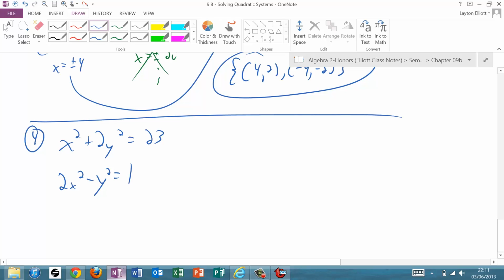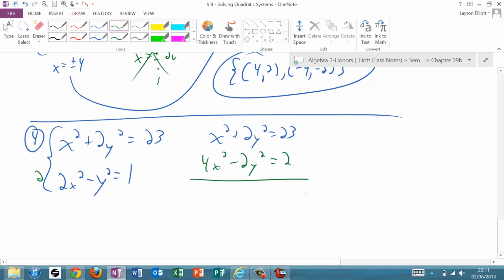Now, the way these are set up, I can actually use an elimination method on this. That's kind of neat. I can go x squared plus 2y squared is equal to 23. And the bottom one, I can multiply this by a 2, so I get 4x squared minus 2y squared is equal to 2. Add them up, and I have 5x squared is equal to 25, or x squared is equal to 5, or x is equal to plus or minus root 5.